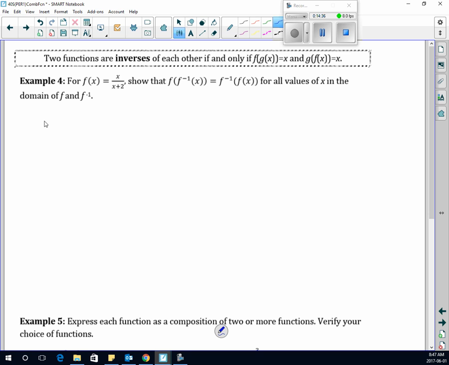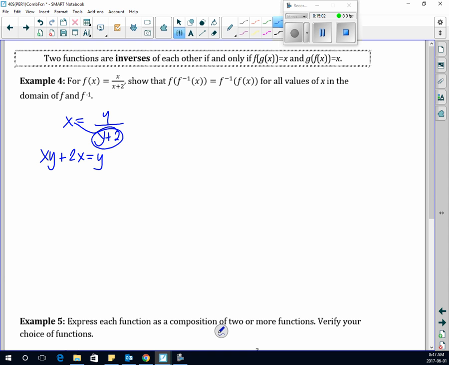We switch the x and the y around. So this becomes x equals y divided by y plus 2. Everybody good with what I'm doing? This is something we learned before, so it's good review. Now what do we do? Cross multiply it over. Yeah? So xy plus 2x equals y. Everybody good with what I did?